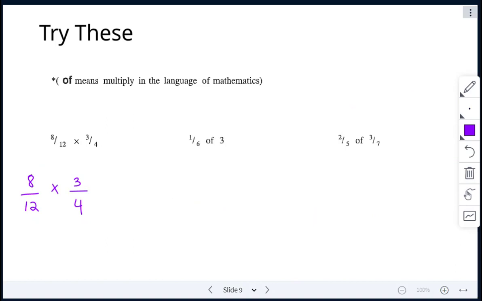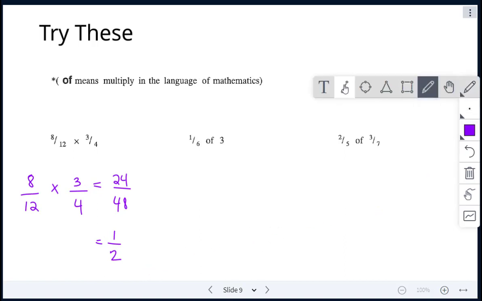All right, so our first question here on this slide, if you have 8 over 12 times 3 over 4, you can use either method. So 8 times 3, that's 24. 12 times 4 is 48. And then just make sure you reduce. All right, 24 and 48 can be reduced by dividing by 24. So top and bottom can be divided by 24, which gives me 1 over 2.